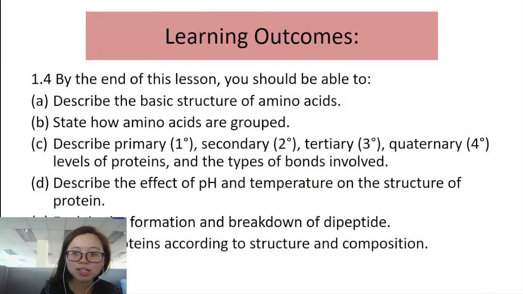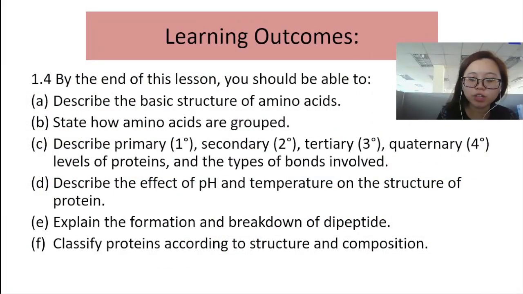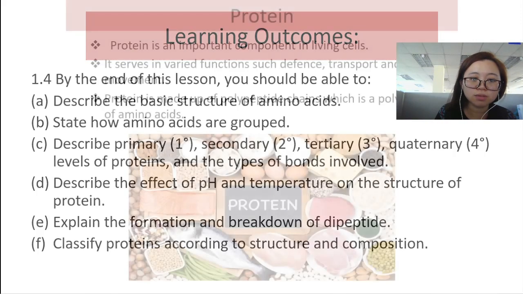Okay, so let us look at the learning outcomes for this subtopic. By the end of the lessons, you should be able to describe the basic structure of amino acids and how they are grouped. You should also be able to describe the primary, secondary, tertiary, quaternary structures of proteins and the types of bonds involved. You should be able to describe the effect of pH and temperature on the structure of a protein, explain formation and breakdown of dipeptide, and last but not least, classify proteins according to their structure and composition.